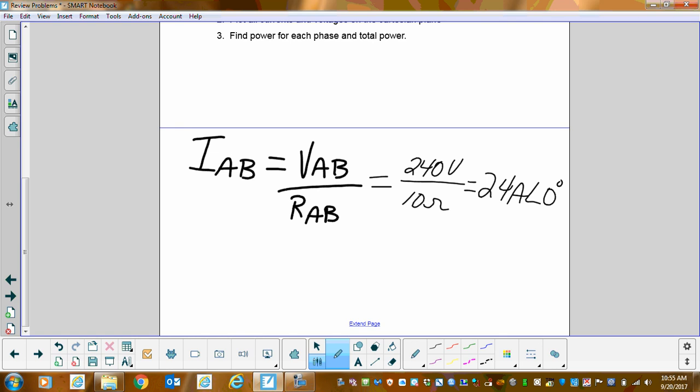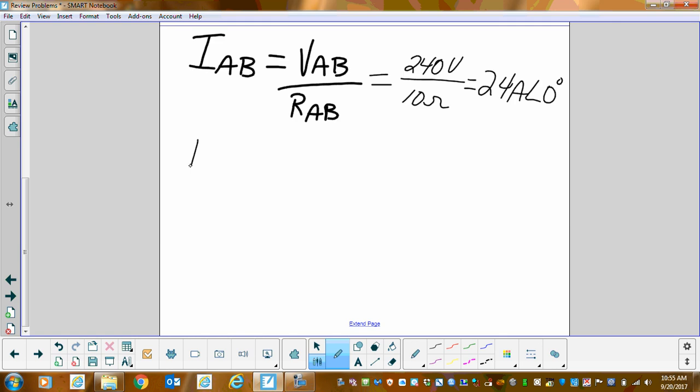Let's look at current. What's our second current going to be? What's our second phase? What's the subscript? Heard somebody whisper it. BC. BC, thanks Neil. BC is correct. So we're going to look at voltage BC. We're going to divide that by impedance, or in this case, resistance BC.